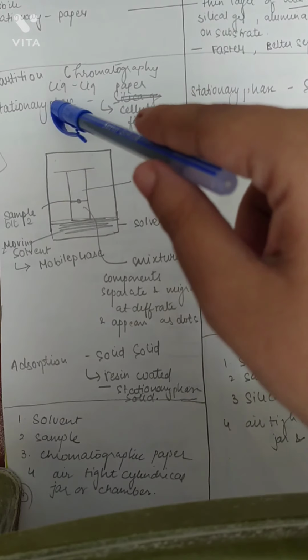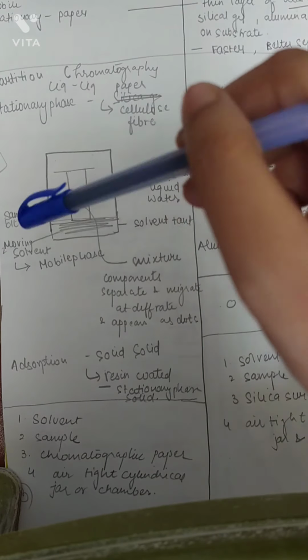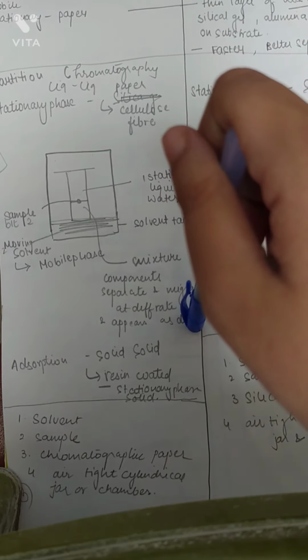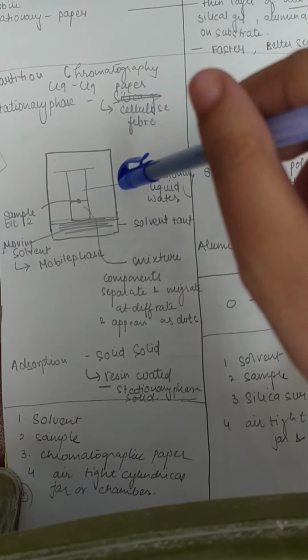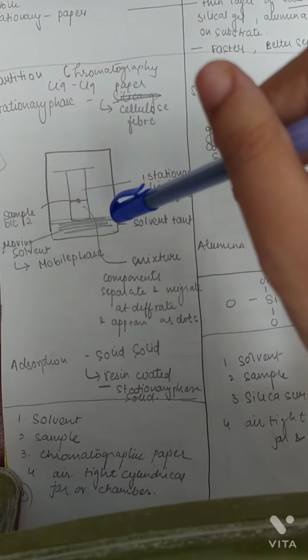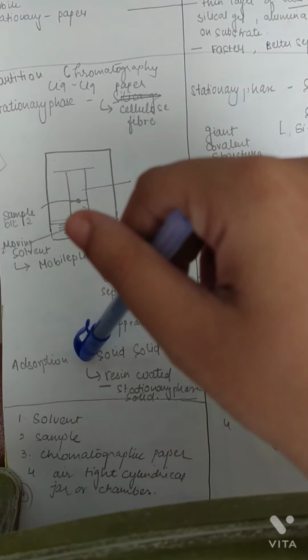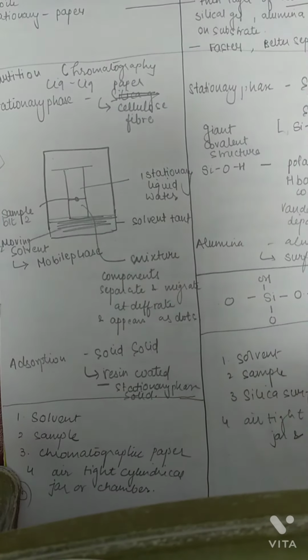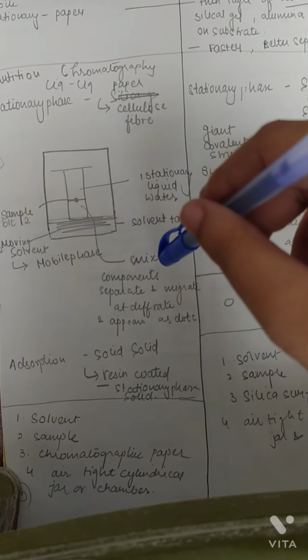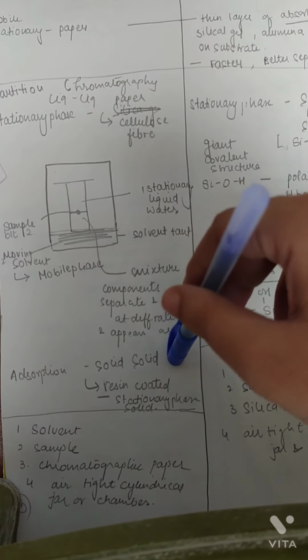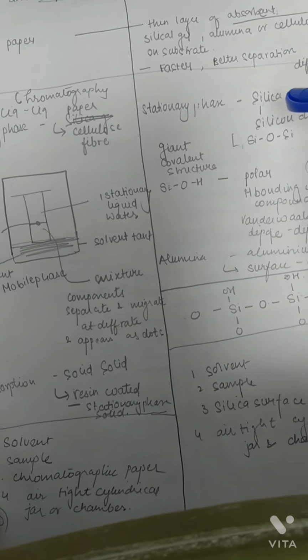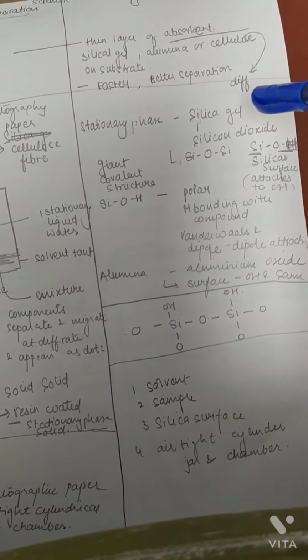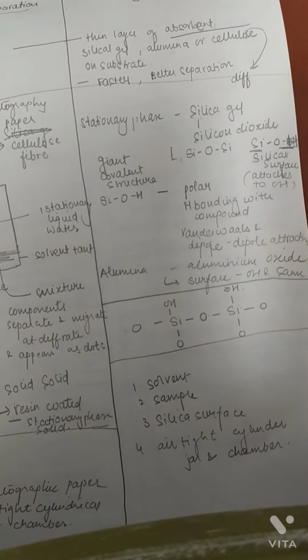I've told you that this is for liquid chromatography. If you wanted to use a solid instead of a liquid stationary phase, then it would be an adsorption criteria, and the stationary phase would be changed with a resin coated. Okay, so let's discuss the principle of thin layer chromatography.